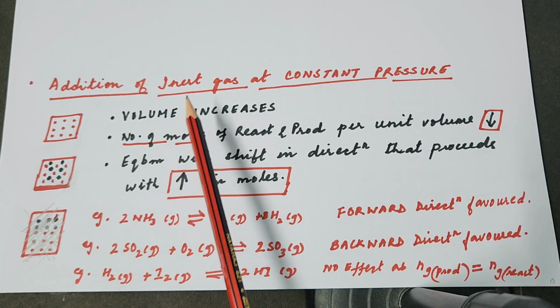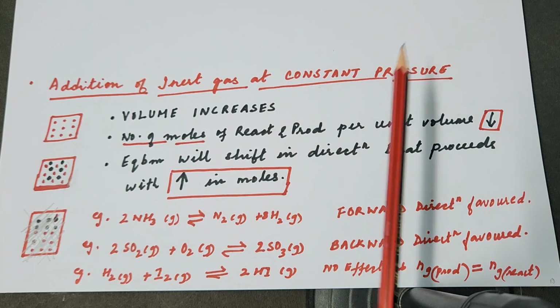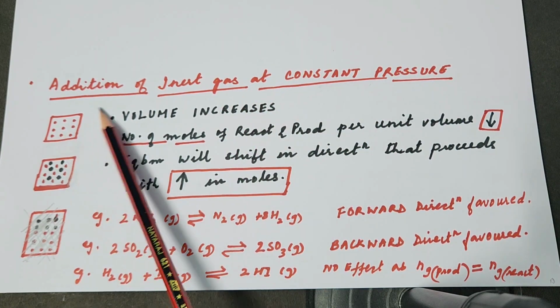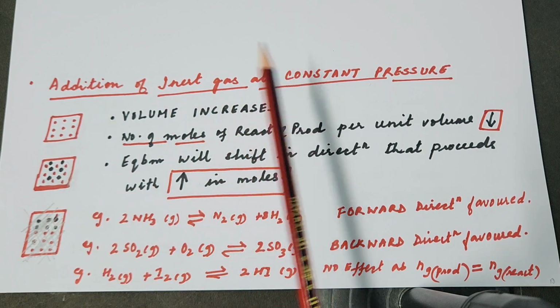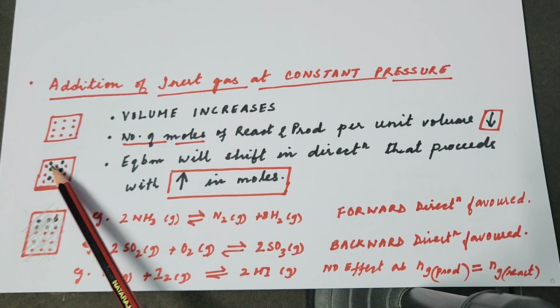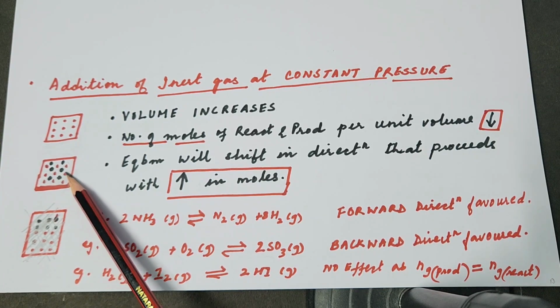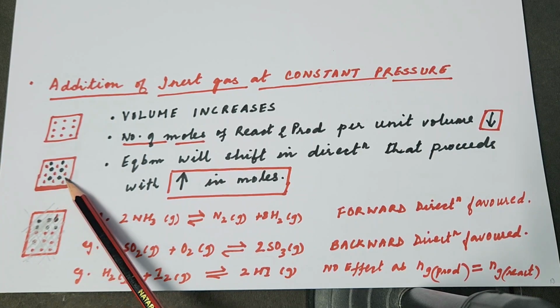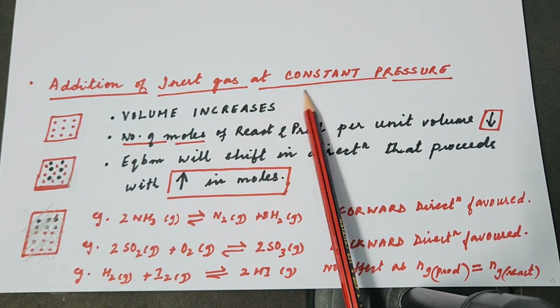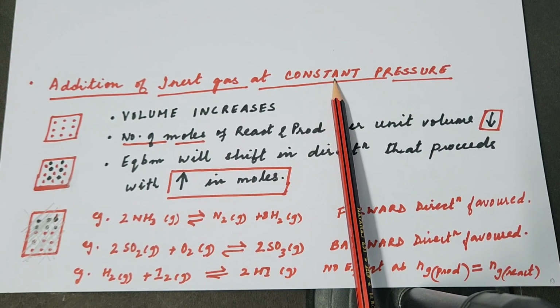Now let's understand the addition of inert gas at constant pressure. This is important. So this is my original system where I have reactants and products. If I introduce an inert gas, these black dots, into the container, the pressure will increase. Why? Because the population of the particles in the system has increased. Even inert gases are going to hit the walls of the container. The number of strikes experienced by unit area of the container wall will be more. Pressure will increase.